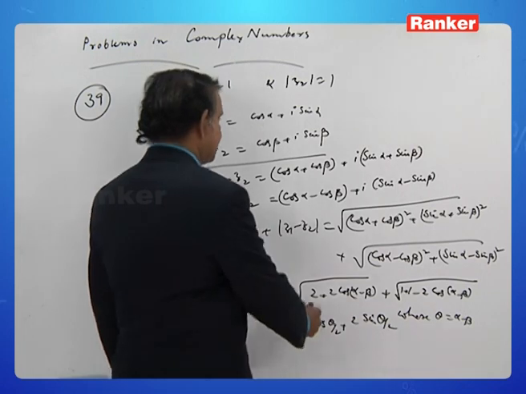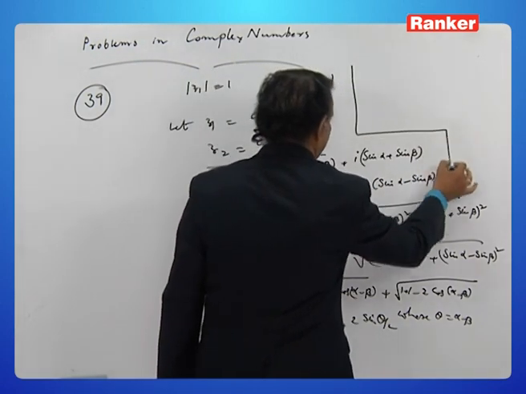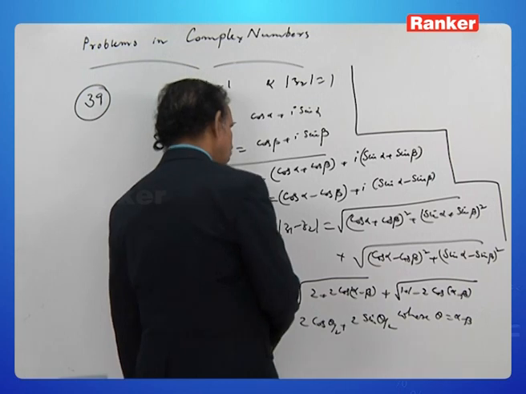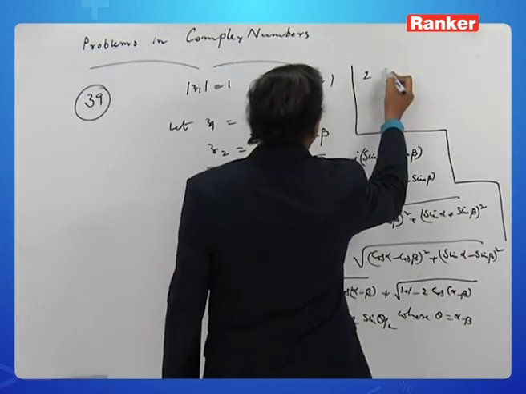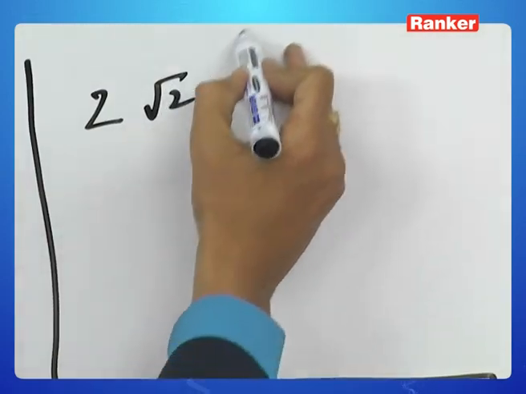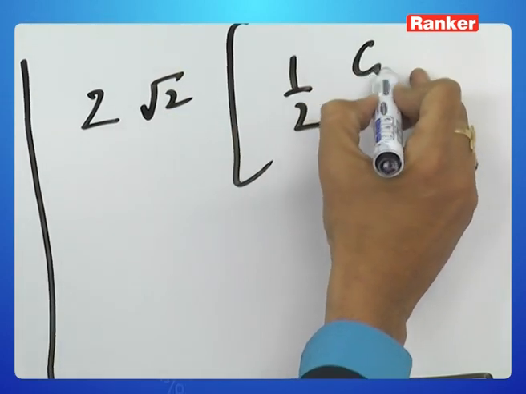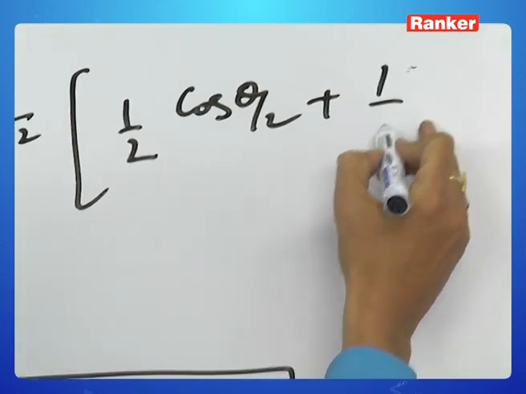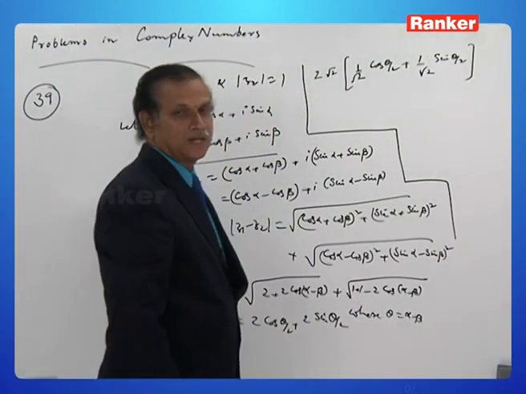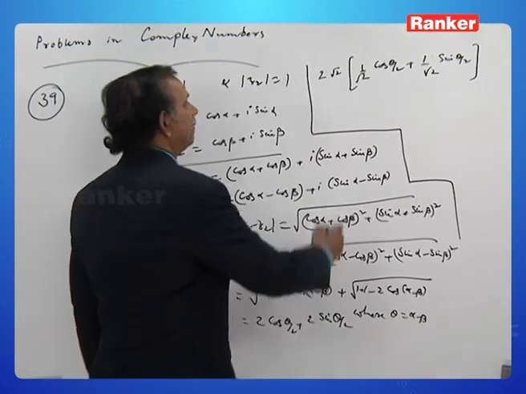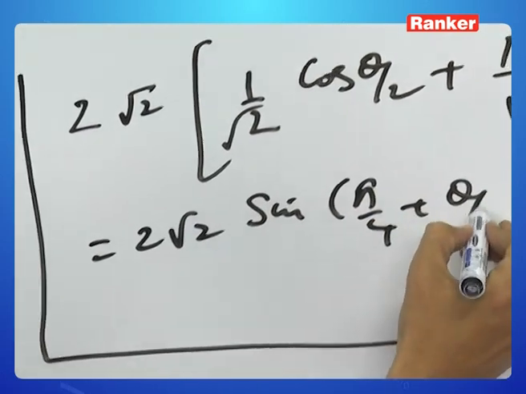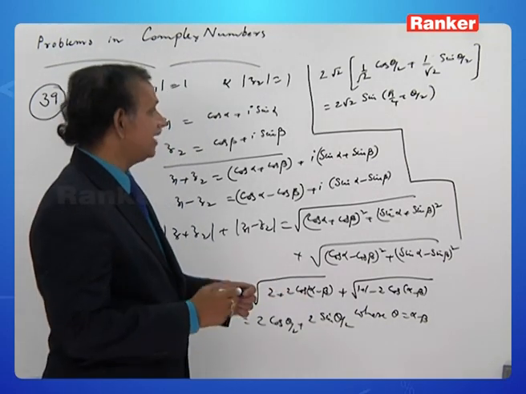Let me consider this once again. Let me get 2 out. That is 2 into cos theta by 2 plus sin theta by 2. I would like to write 2 root 2 into 1 by root 2 cos theta by 2 plus 1 by root 2 sin theta by 2. It is just nothing but sine of pi by 4 plus theta by 2. Sine A cos B plus cos A sine B does look like that.